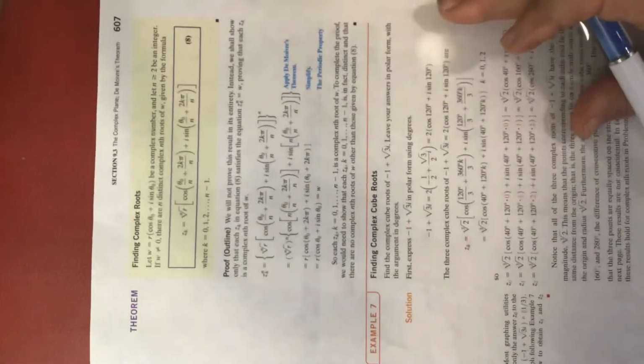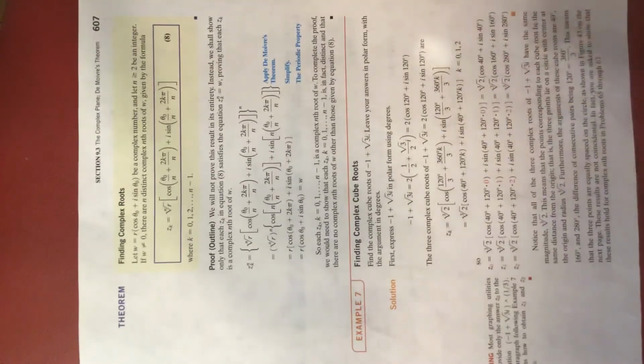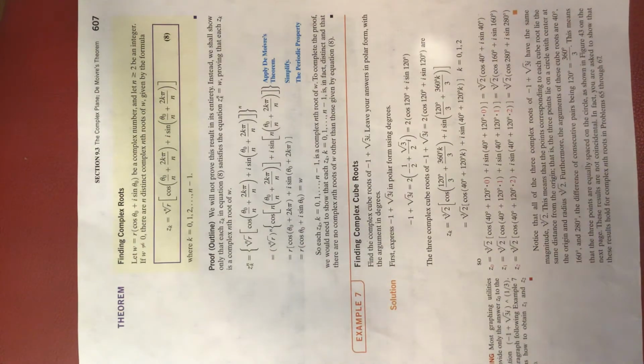One more formula in this section. If you want to take a complex number and find the square root or the cube root or the fourth root, whatever root you want to find, you can't do it in standard form. You have to put it into polar form.